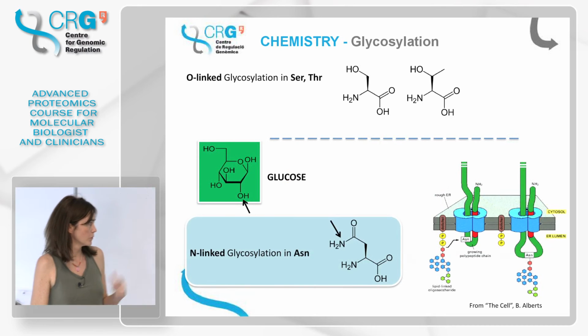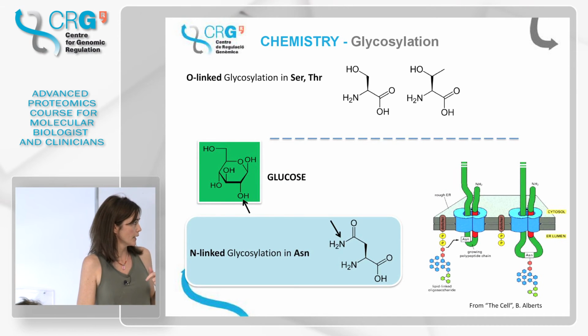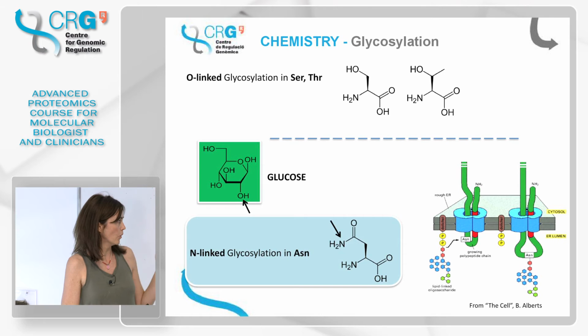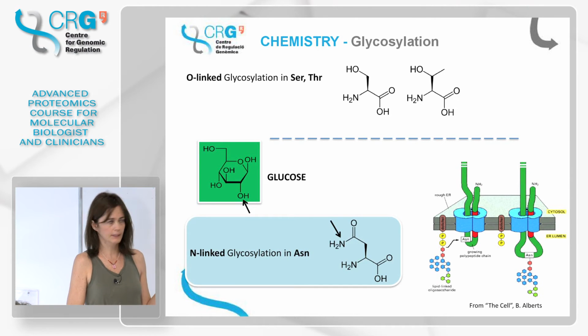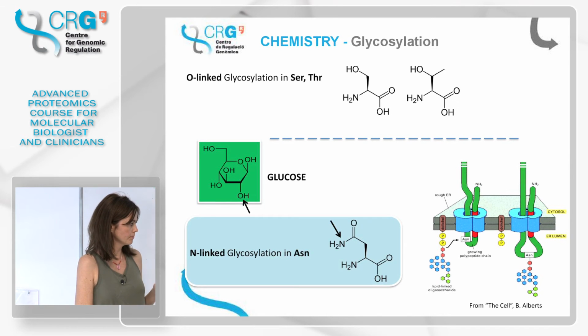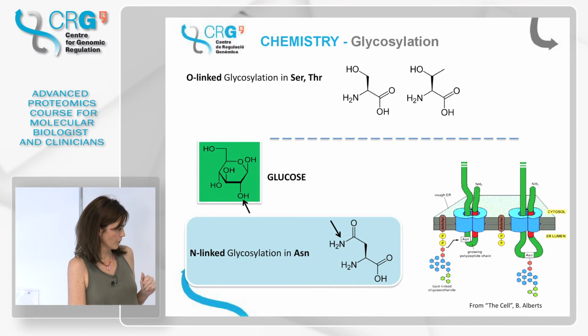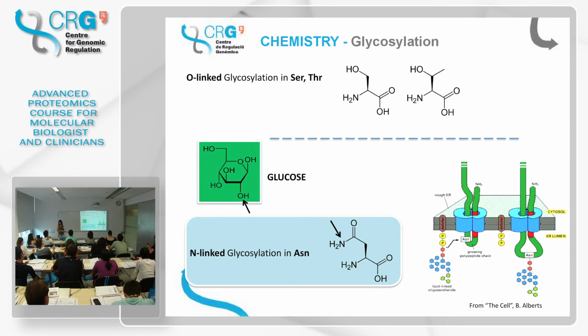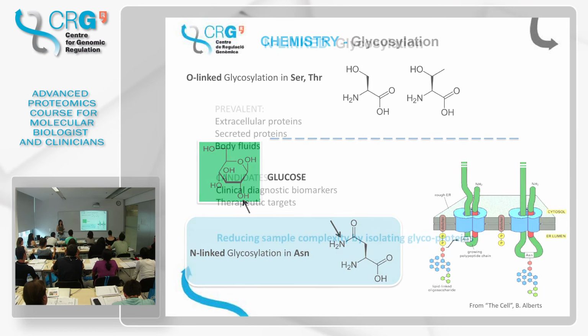Okay, more concretely, glycosylation can be O-linked, meaning that the sugar is linked to the hydroxyl group of the serine or the threonine, or N-linked, which is what we are going to focus on. That is, the hydroxyl group of the sugar binds to this amine of the asparagine. Okay? And this is what we are going to talk about today.